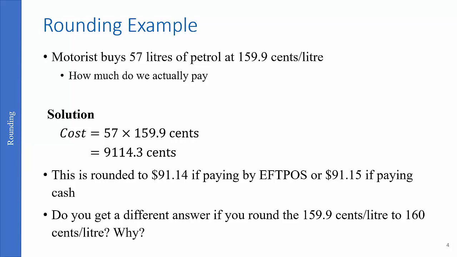Now we've got to be careful to do our rounding off only at the end. If we were to round our 159.9 cents per litre to 160 and then multiply it by 57, we'll be multiplying that difference by 57, which is not so important in this example, but for larger volumes it will make quite a difference.